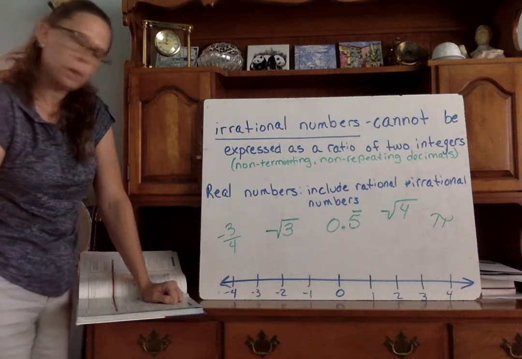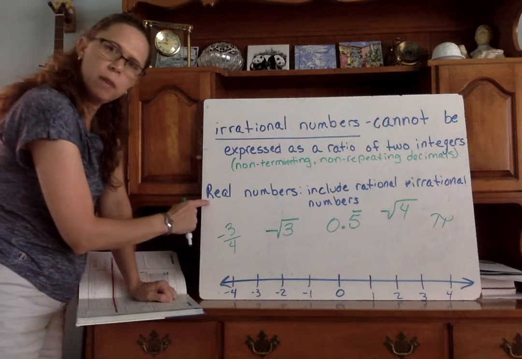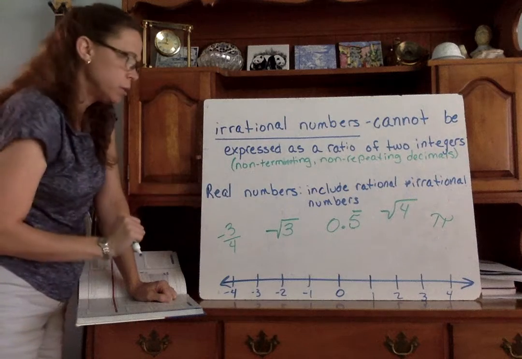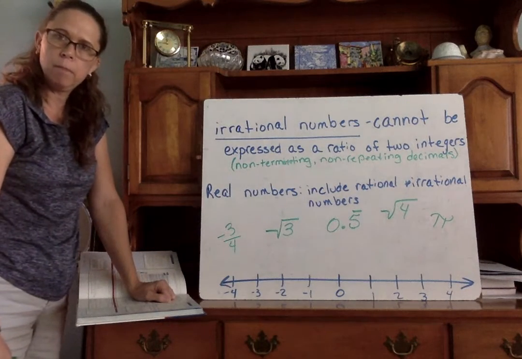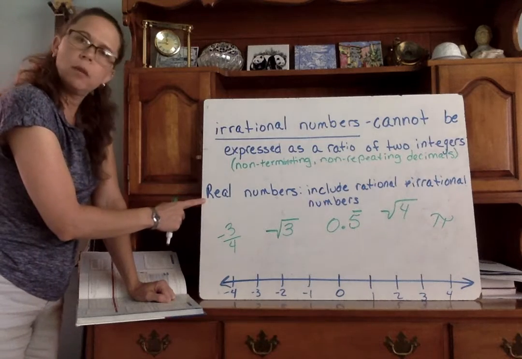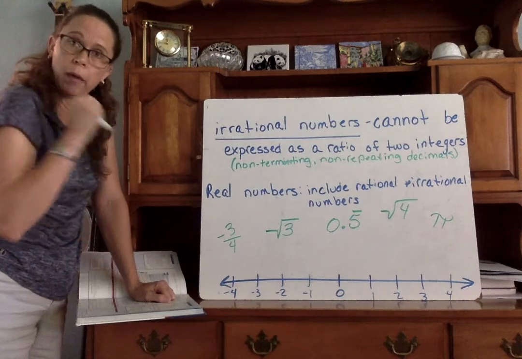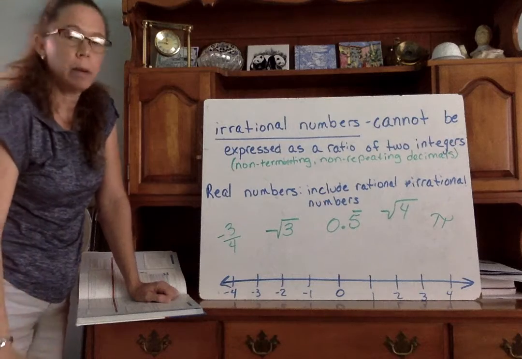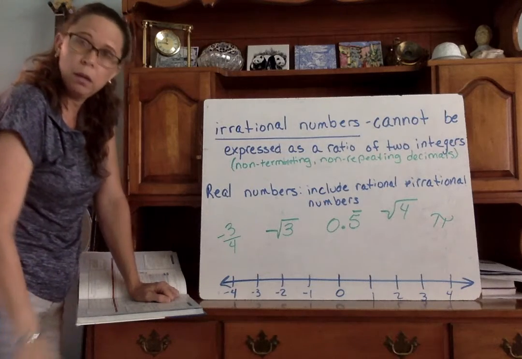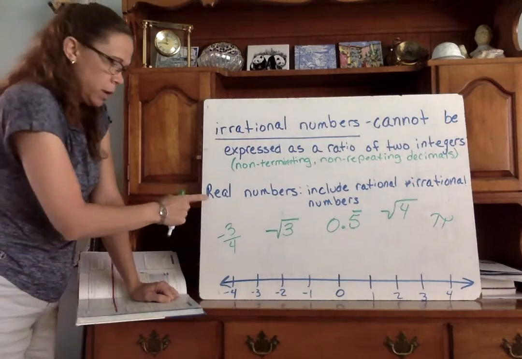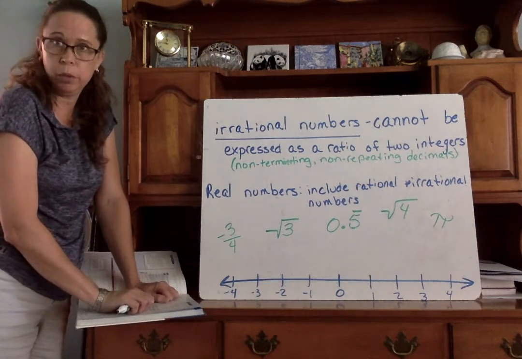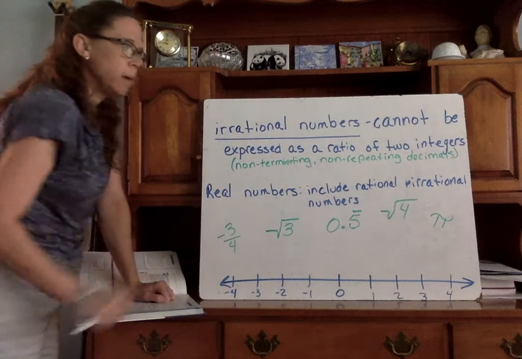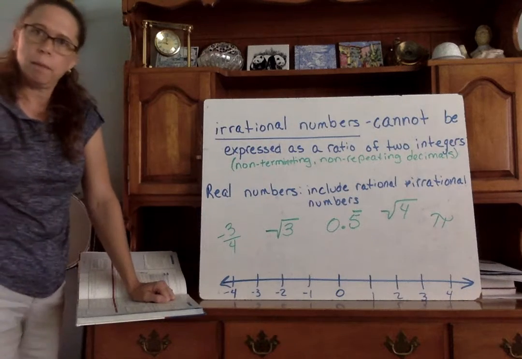So the set of real numbers includes rational numbers and irrational numbers. Now we talk about the set of real numbers because later on in your math careers, when you hit, I think, Algebra 2, you'll start dealing with imaginary numbers that are not included in the set of real numbers. But for the next couple of years, we're dealing with real numbers. So we're talking about rational and irrational numbers.